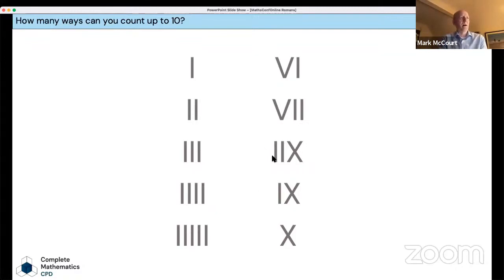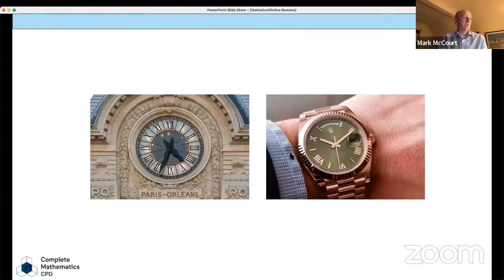Look at this one here, IIX. Okay, that feels uncomfortable as well. Now, we usually write VIII, but why do we do that? This is just as efficient, and it clearly says the same thing. So it's quite a nice question to be asking.